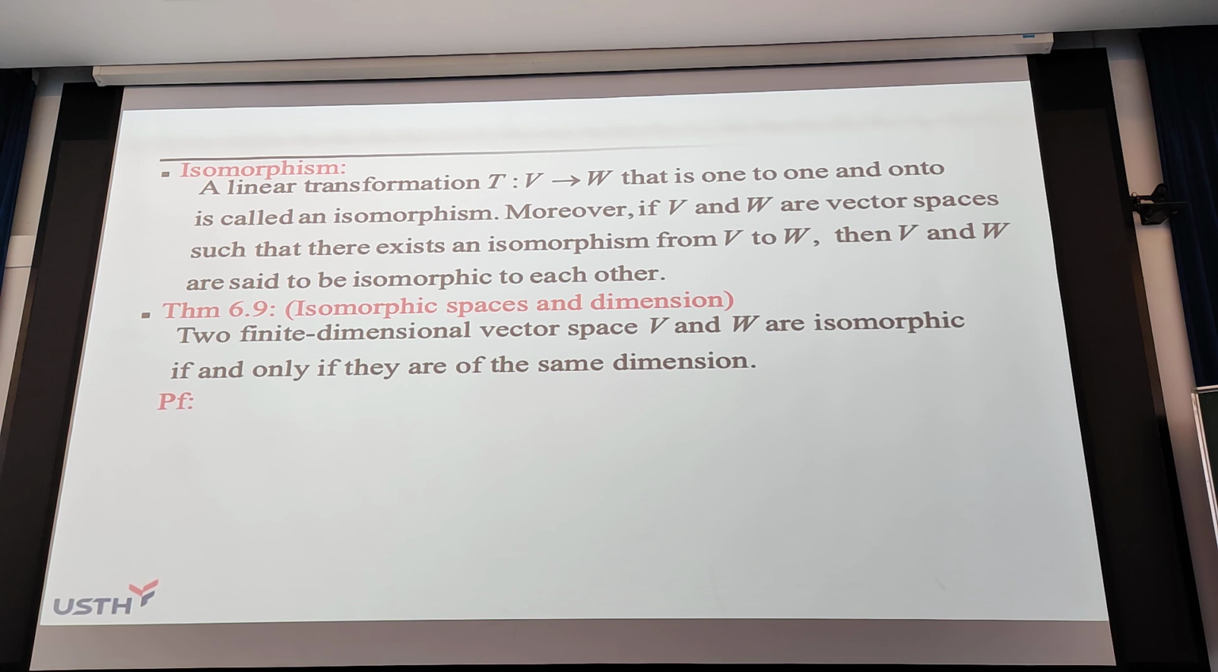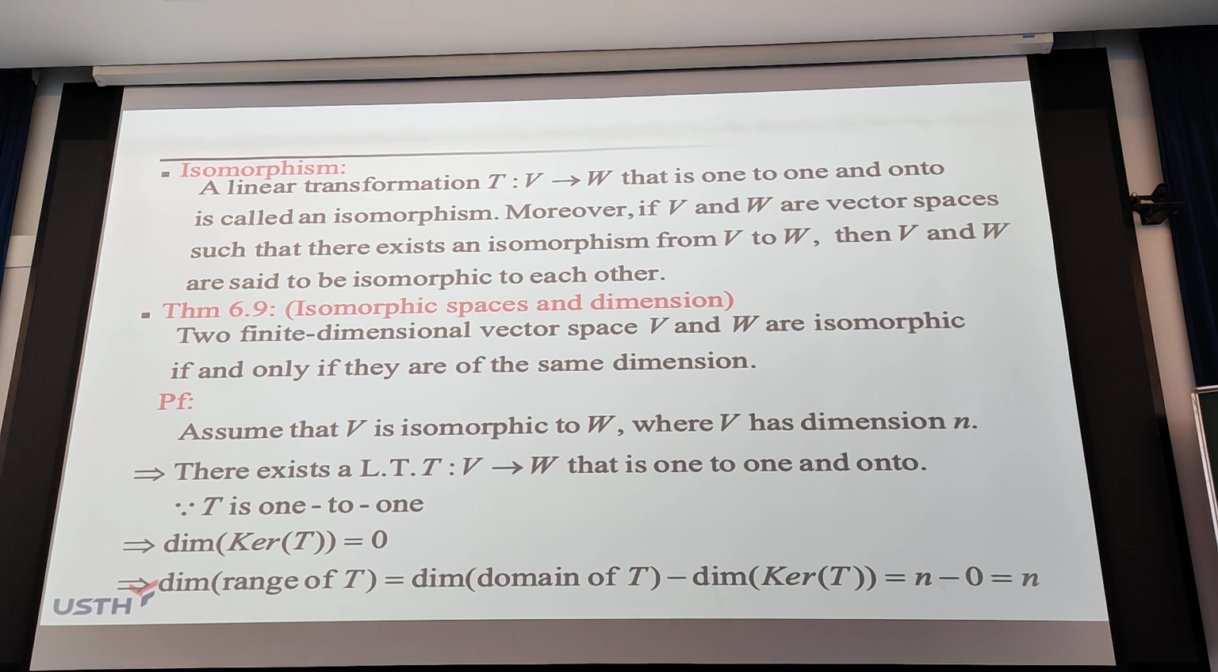And we have an observation that two vector spaces V and W will be isomorphic to each other if and only if they have the same dimension. If and only if they have the same dimension. And it will be proved like that. I will omit the explanation here, and it requires you to remember the relation between the rank and the nullity of a linear transformation.